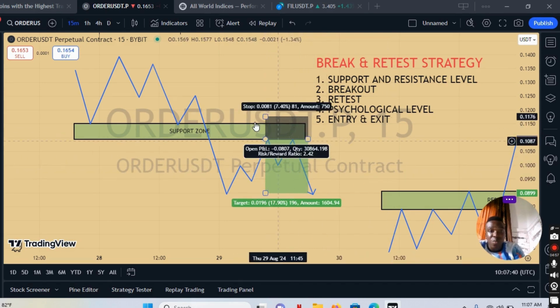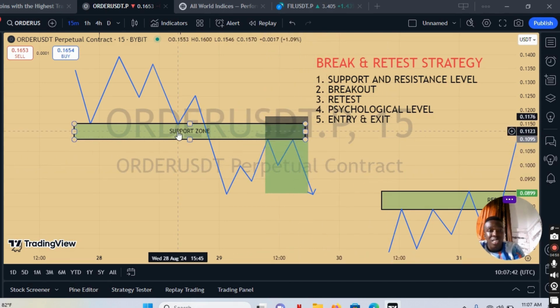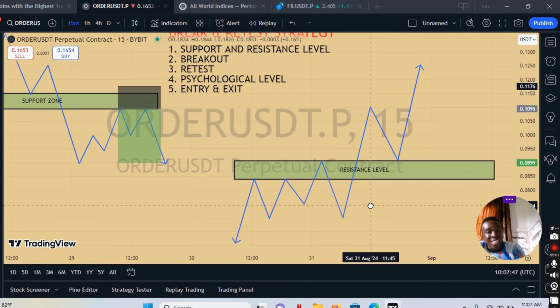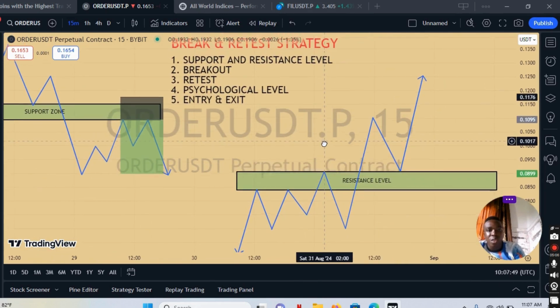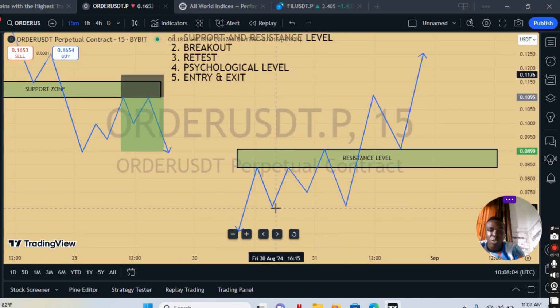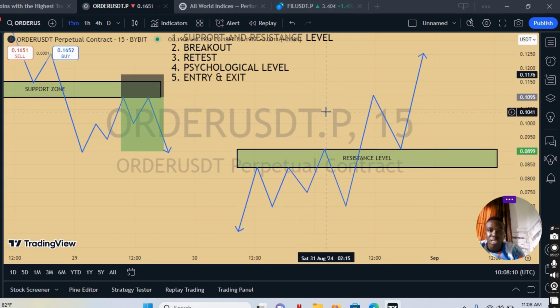Now, this is for support that turns to a resistance. Let's check for a resistance that turns to a support. Price was rejecting at this zone, making this our resistance. Price came here, rejected, and all of a sudden this support was able to break this resistance zone.